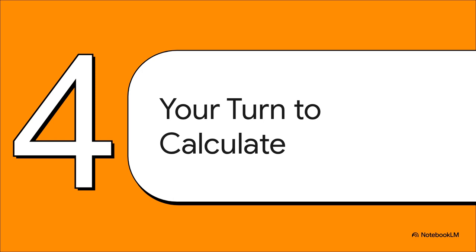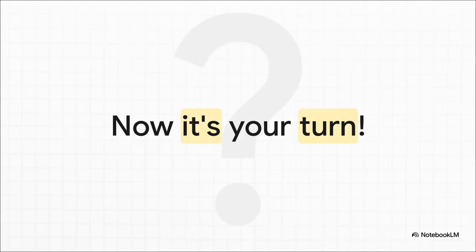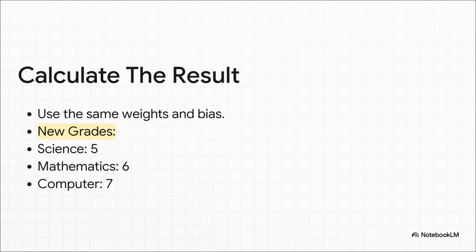So I think it's time to put you in the driver's seat. Let's have you run a calculation. Okay, it's your turn. So grab a piece of paper or just open up the calculator on your phone. We're going to use the exact same setup as before, just with a different student's grades. You ready? Here are the new grades: a 5 in science, a 6 in math, and a 7 in computer. Remember, the weights and the bias are exactly the same. Go ahead and run the numbers. I'll give you a second.